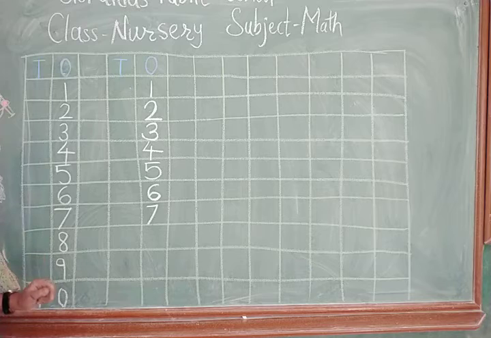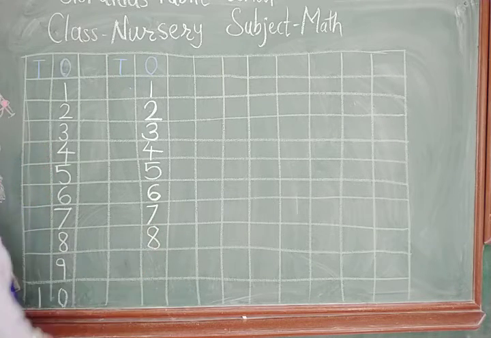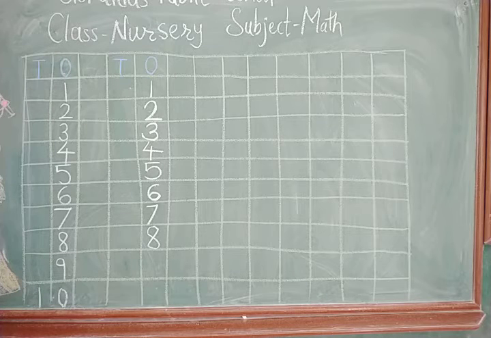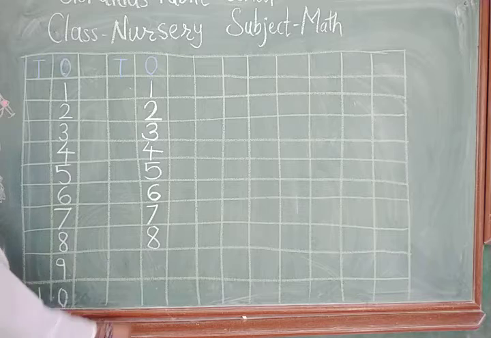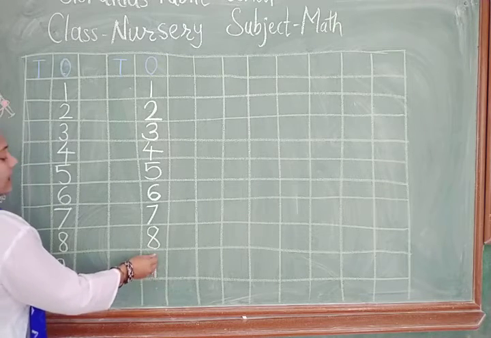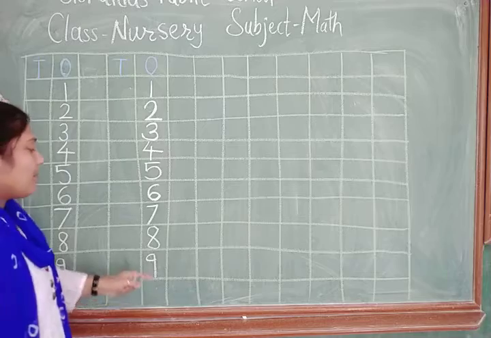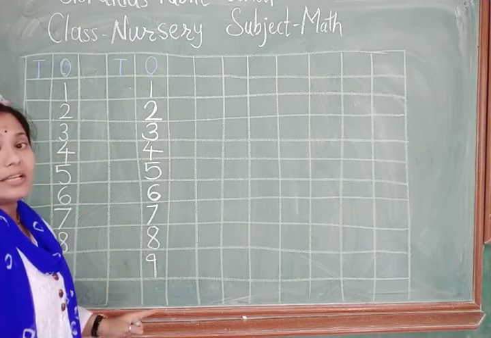Number 8. Two circles make number 8. And after number 8, which number comes? Number 9. One standing line and one half curve make number 9. So here, numbers 1 to 9 are single digit numbers.